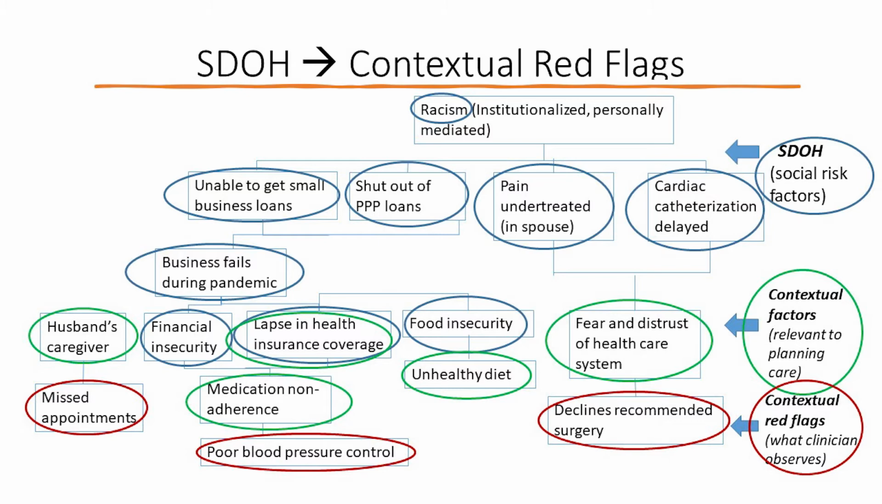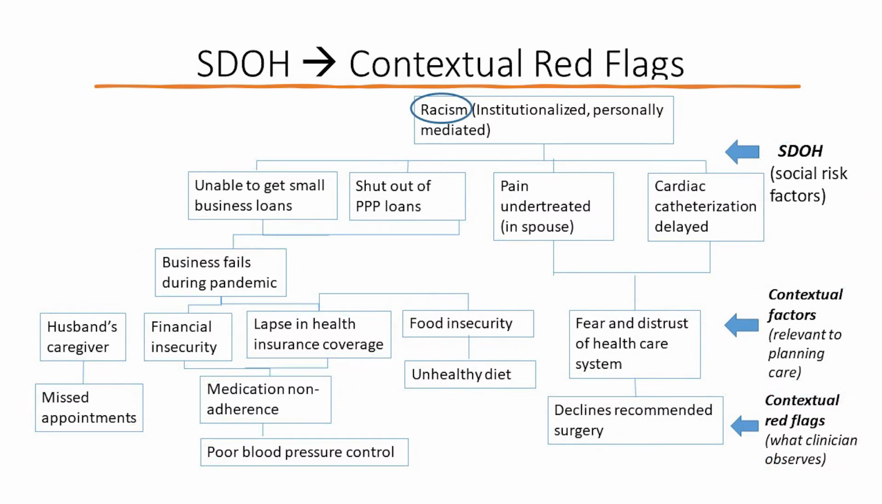And it's helpful, I think, to look at this both from the top down and from the bottom up. So, at the top, I've identified racism, both institutionalized and perhaps personally mediated. Ms. Jones and her husband happen to be Black. Now, we talked about the failure of the small business to survive the pandemic. They'd been unable to get small business loans even before the pandemic, and then during the pandemic, they were unsuccessful. And there's a lot of evidence that Black businesses disproportionately went through this and had this kind of experience, again, both before and during the pandemic.